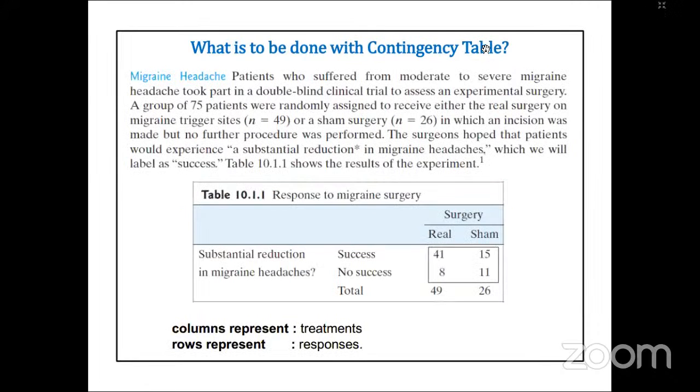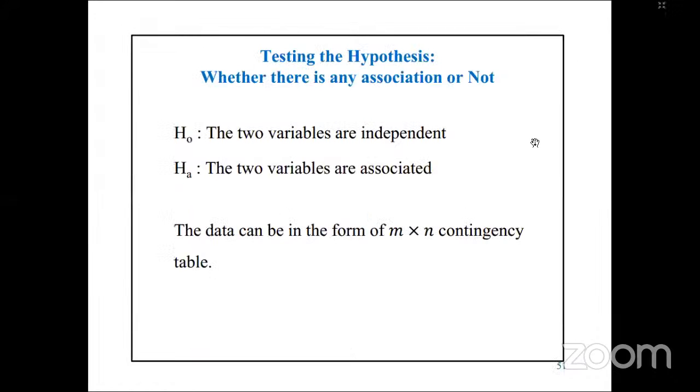For example, one more contingency table. Here is one clinical trial example. This is surgery, real surgery is done, and they got relief from migraine headache. 41 are such, then 15 are having so and so. So you can have plenty of such examples.